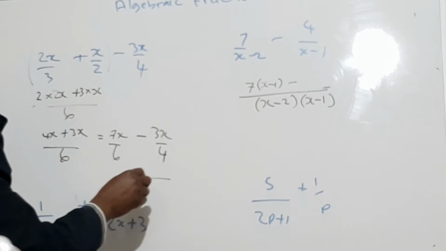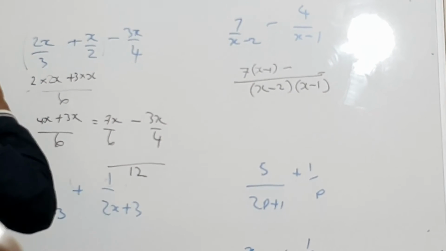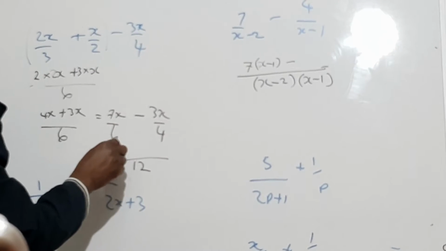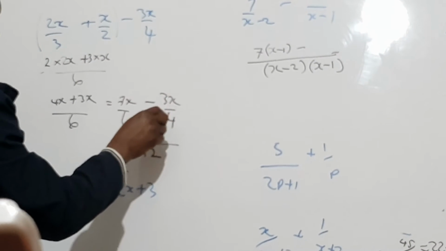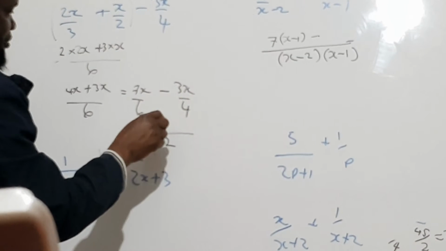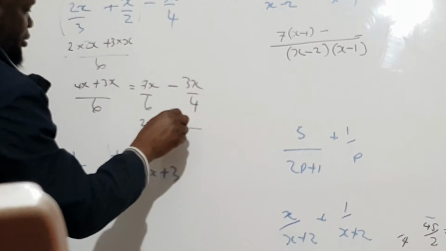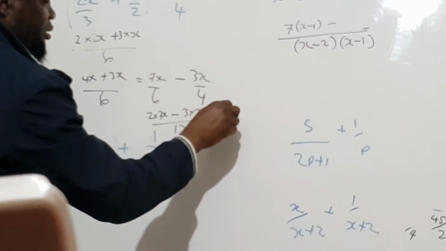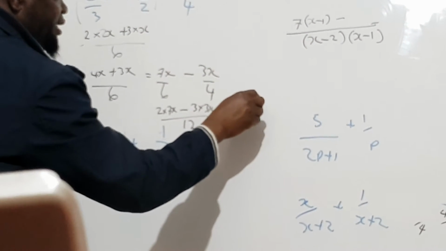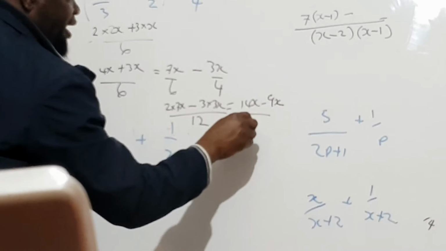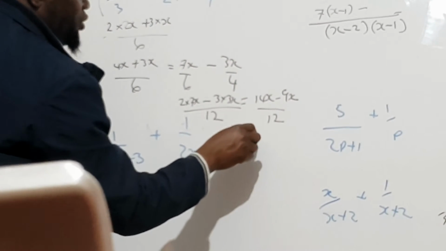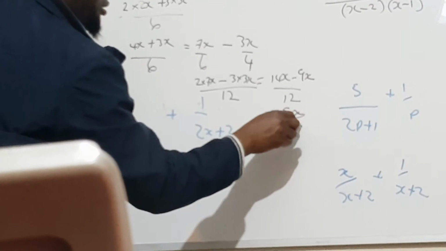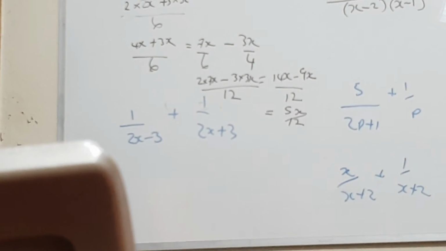The highest common factor is 12. 6 can go into 12 how many times? 2 times. 2 times 7x minus 3. 4 can go how many times? 3 times. 3 times 3x. That will be how many? 14x minus how many x? 9x divided by 12. Is how much? 5x divided by 12. That's the answer.